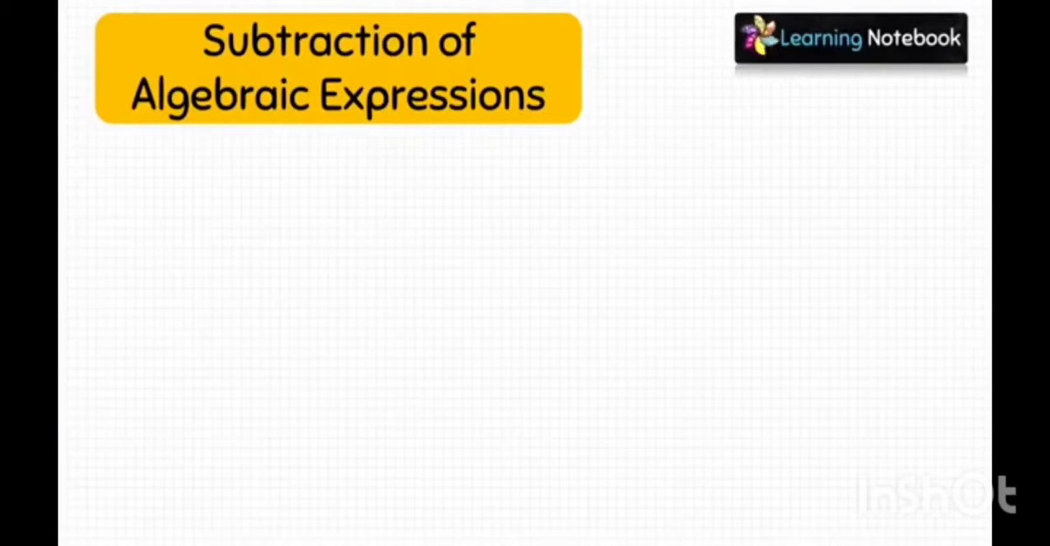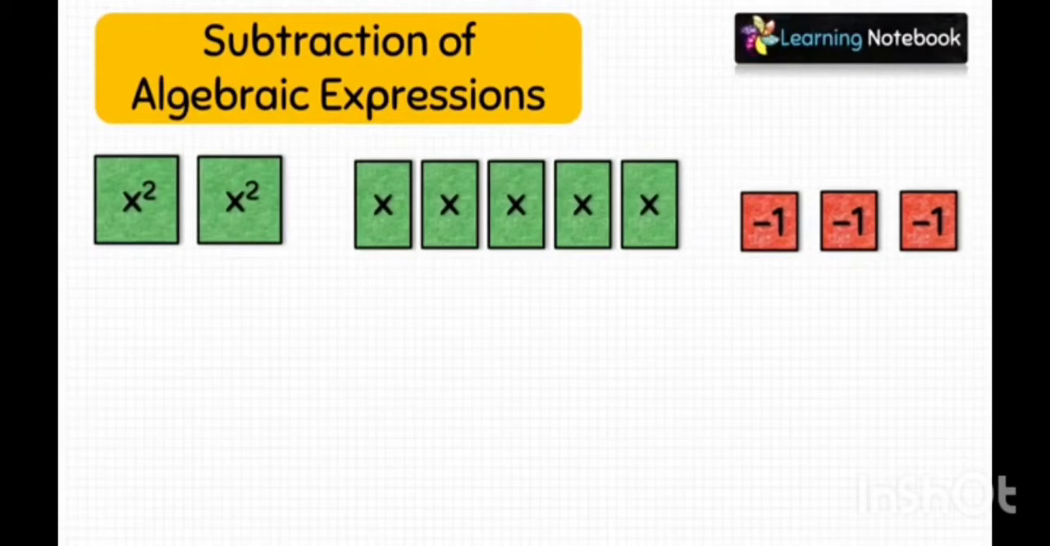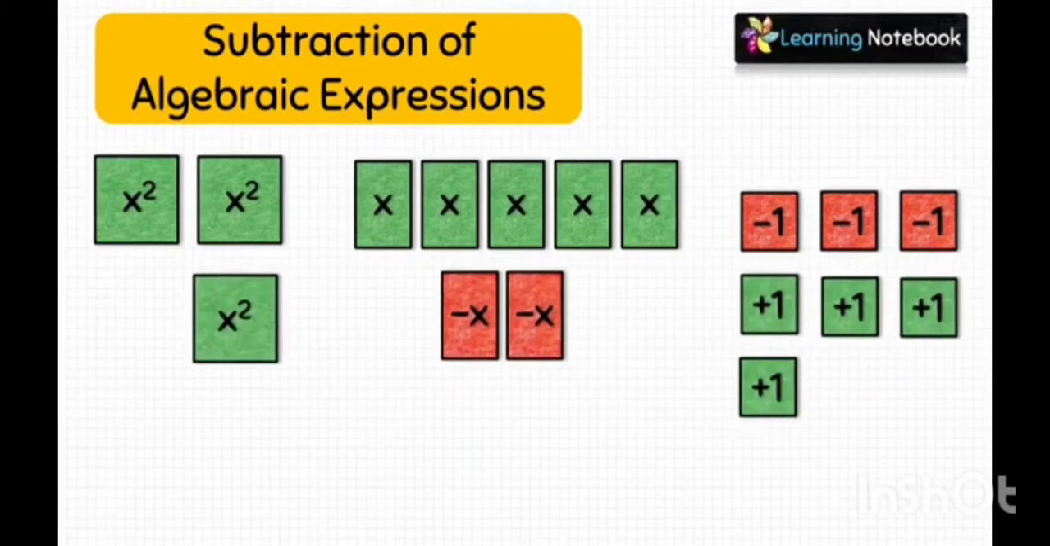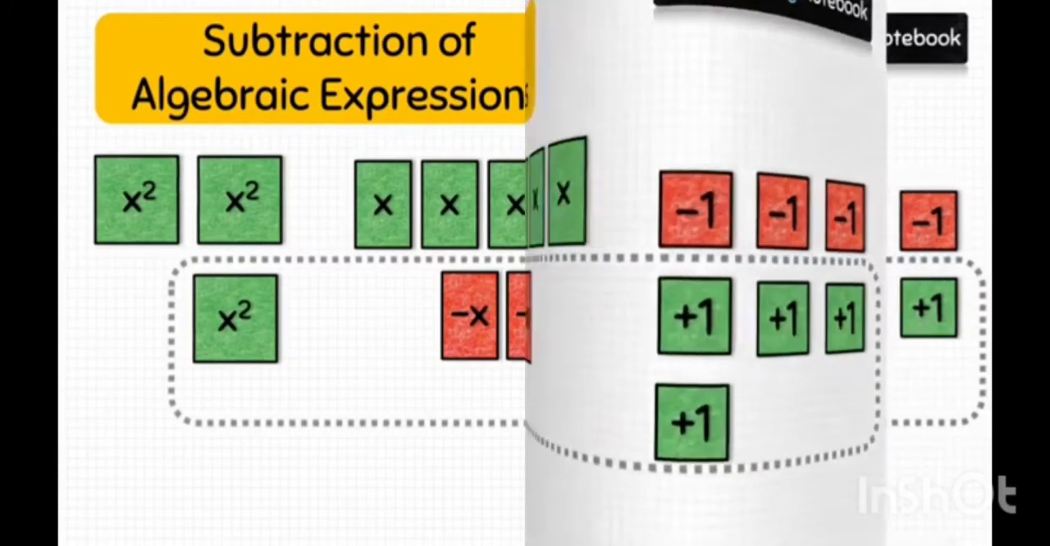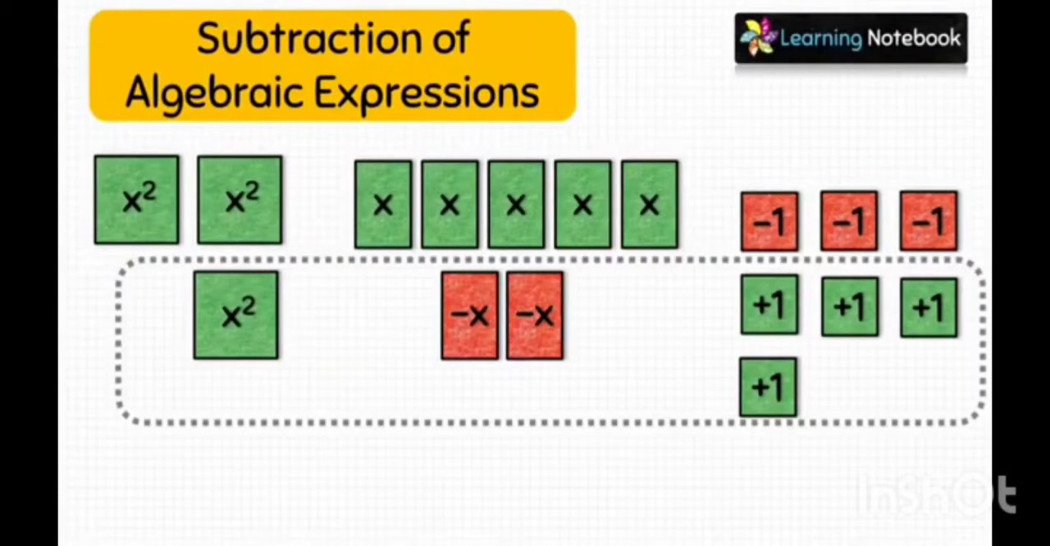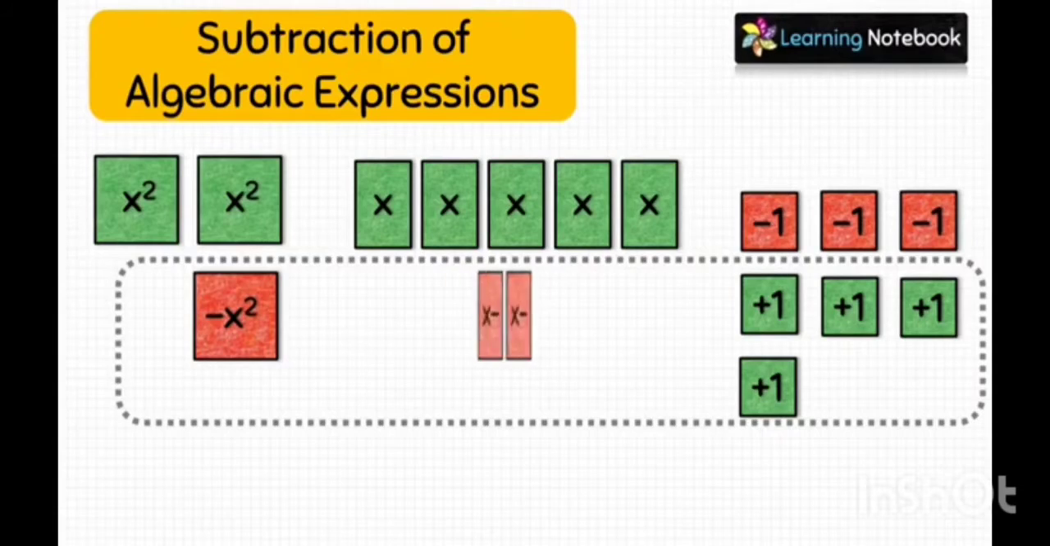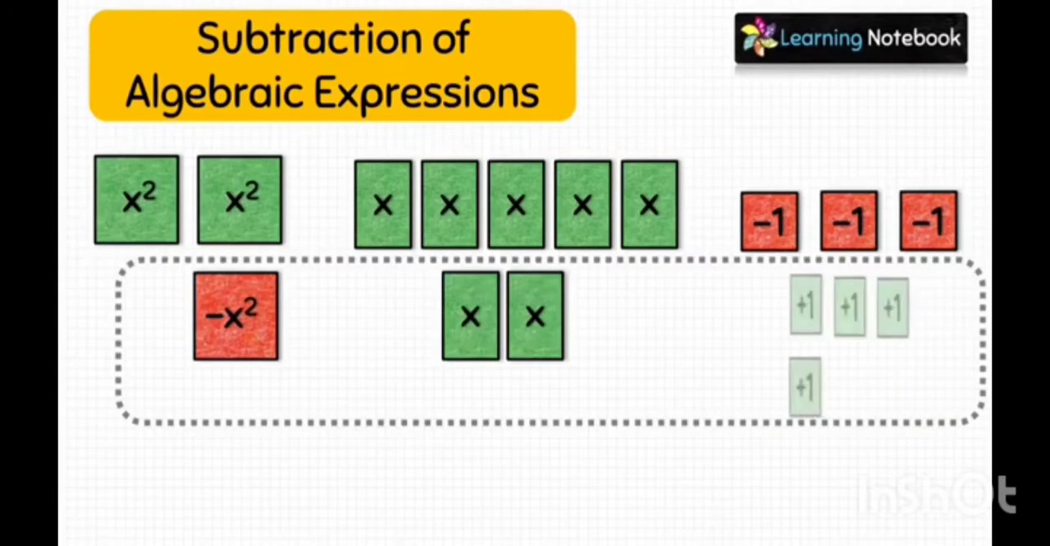Now students, to subtract these algebraic expressions, first let's place the cutouts of these algebraic expressions in such a way that their like terms are below each other. Now we have to invert each cutout of second algebraic expression. It means x square gets converted to minus x square, minus x gets converted to plus x, and 1 gets converted to minus 1.